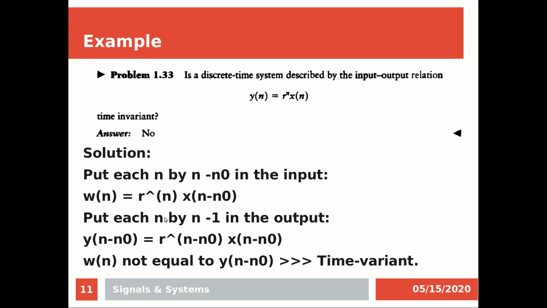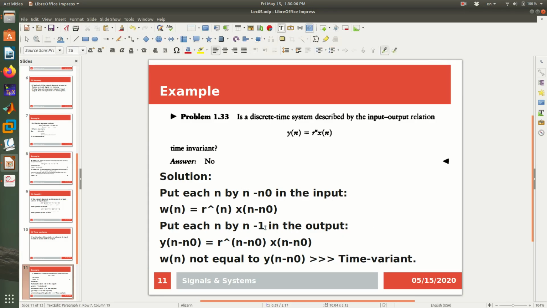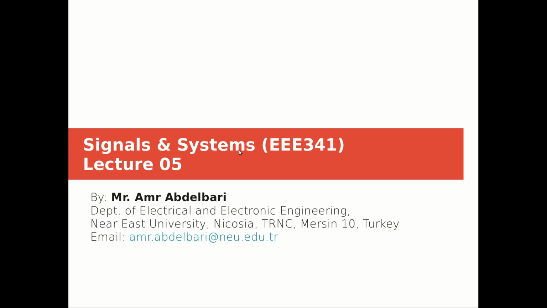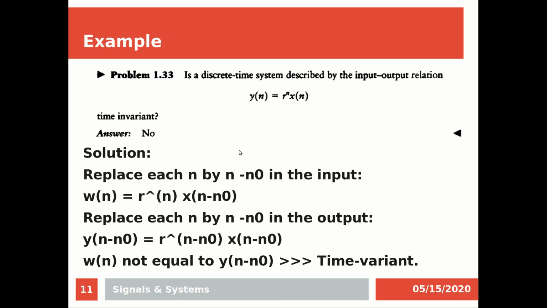Next step is replacing each n by n minus n0. I think replace is more accurate. So replace each n by n minus n0 in the input, which gives me this. Only here in x do I replace, because x is the input. Then the next step is to replace each n by n minus n0 in the output. The output affects all the equation, so I replace each n by n minus n0, n minus n0.